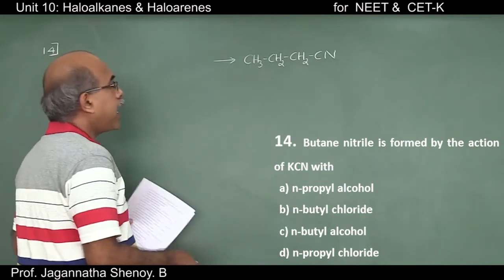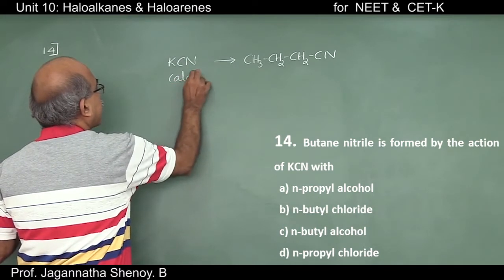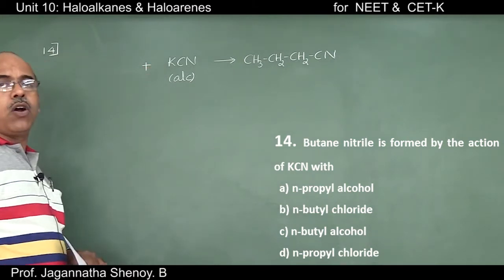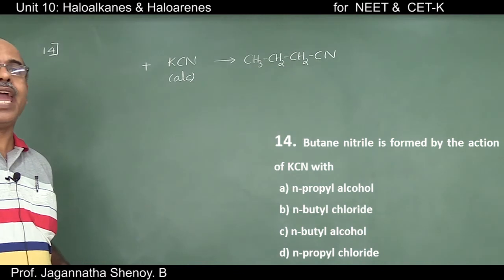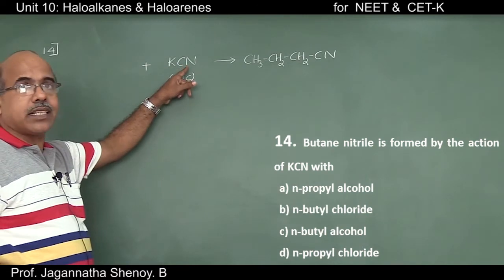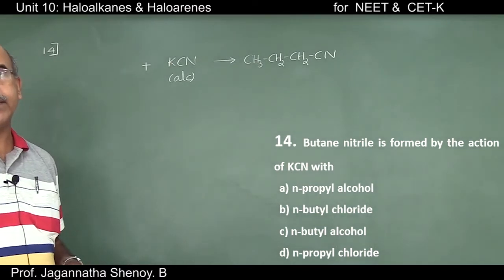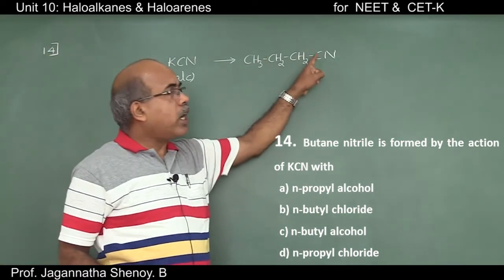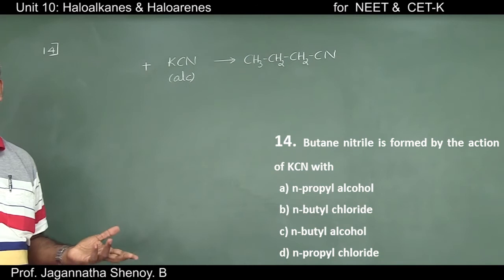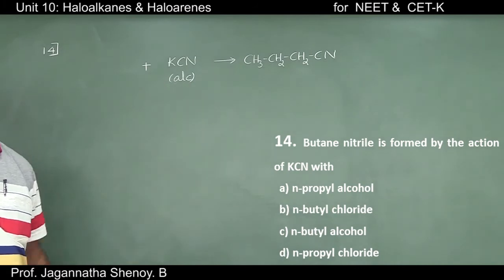Now, this I have to obtain using alcoholic KCN. So, what should be the starting substance? Obviously, it has to be an alkyl halide. Now, what should be the alkyl halide? I am using KCN, and because of this CN, the number of carbon atoms increases by 1. So, in the final product, if we have 4 carbon atoms, in the starting substance there must be only 3 carbon atoms because the 4th carbon atom is contributed by the CN minus ion from KCN.